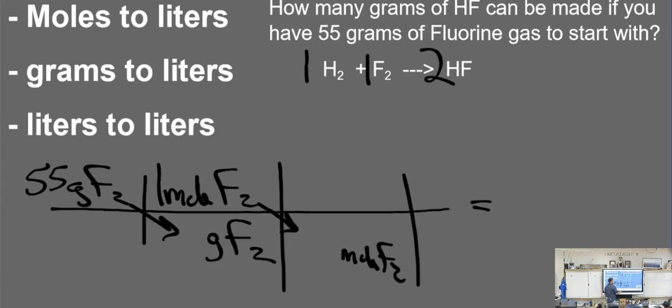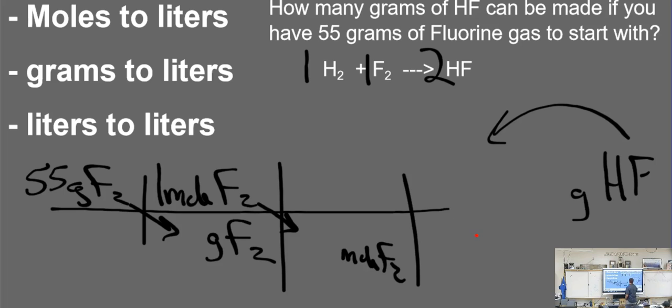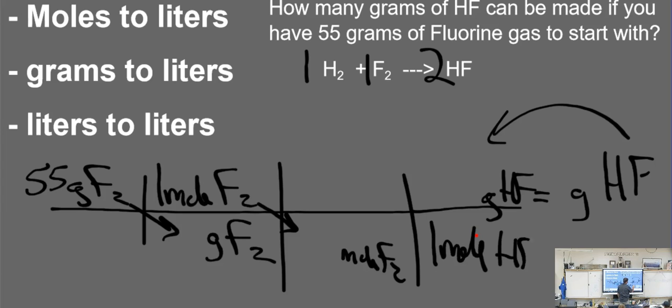All right, and then I come back over here. What am I solving for? Grams of HF. That means that the end is grams of HF. And anytime I find grams, it's per what? 1 mole of the same thing, which means I put mole HF right here.